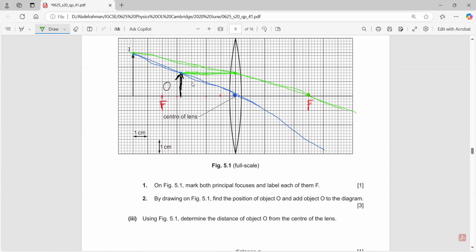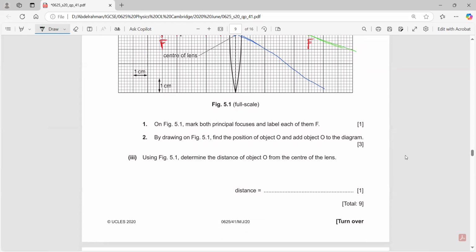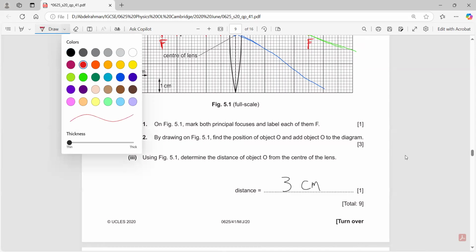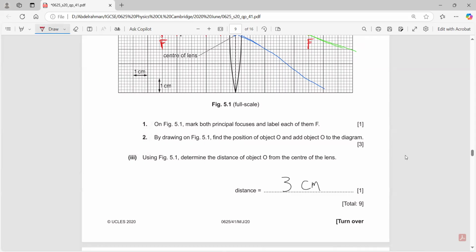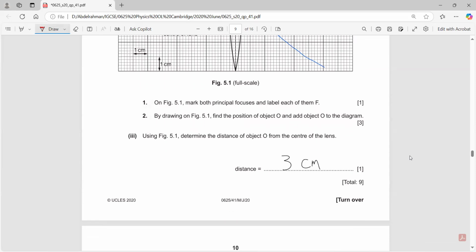So actually, my object should be somewhere at this point. If you've drawn it quite accurately, the object would be somewhere at this point with a distance of around 3 centimeters, 2.9 centimeters. You have a small range. I know this question might be a bit difficult, but that's what we're doing now. We need to solve the more difficult questions so that we can get prepared for our final test.